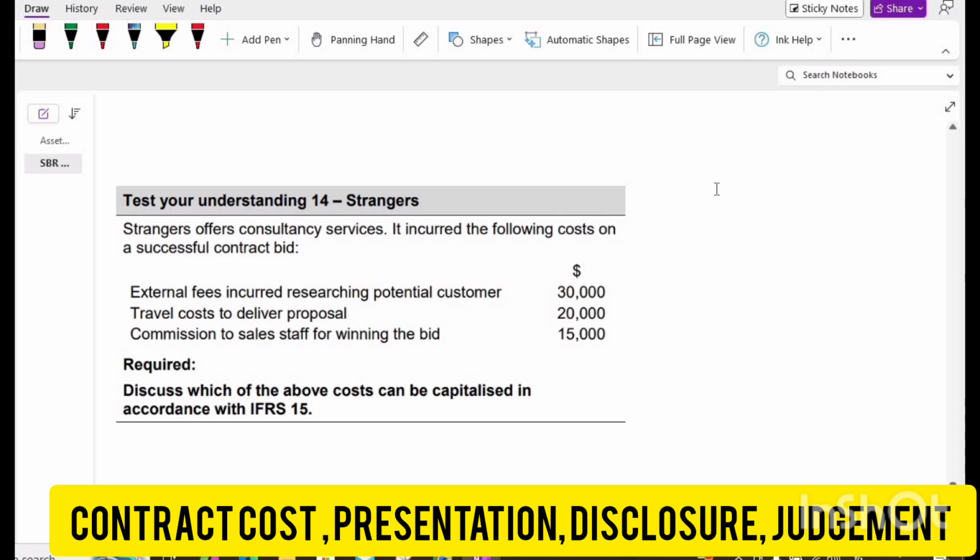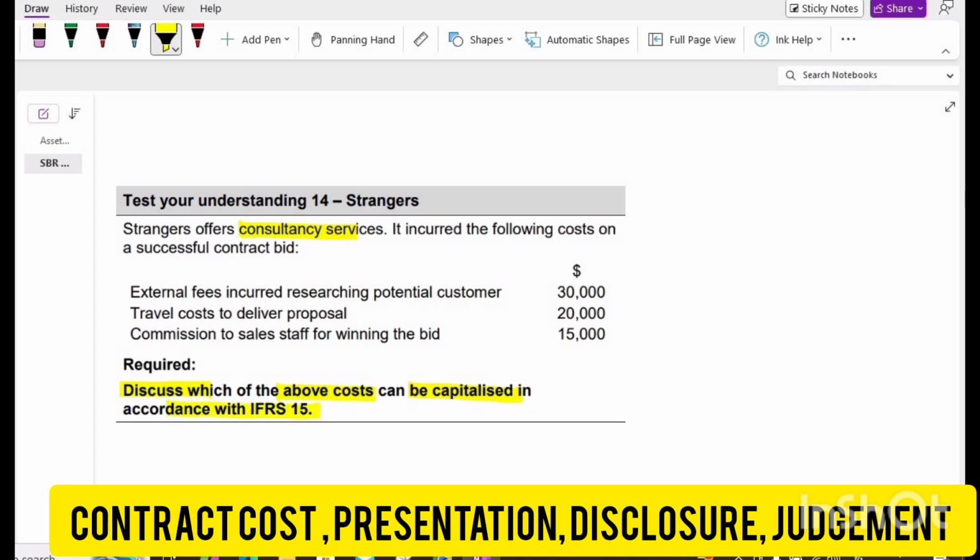So the question is about consultancy services. Let me first read the requirement. Discuss whether the above costs can be capitalized in accordance with IFRS 15.